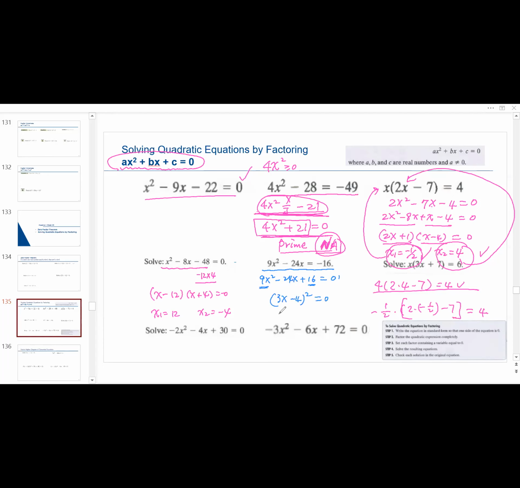So this answer is the first solution, and the second solution is the same, right? x1, x2 is the same, equal 4/3. Make this part become 0, so 0 squared equals 0. That's right, so it's easy to check them. Right, let's see this kind of question here.